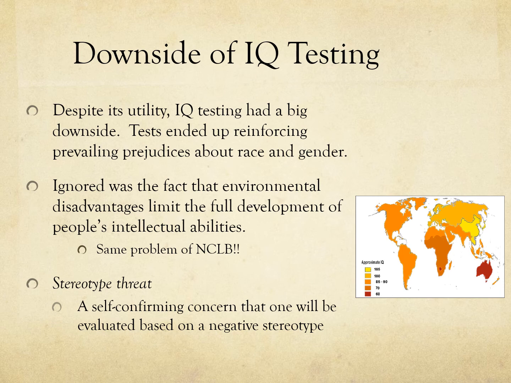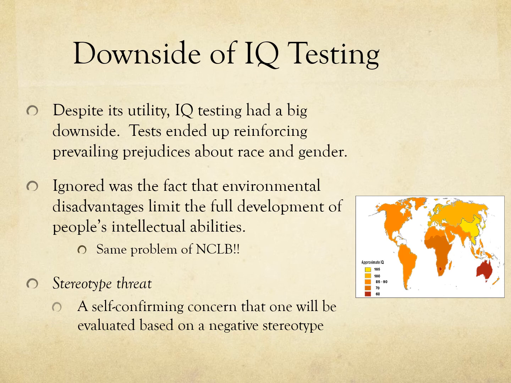Stereotype threat is a self-confirming concern that one will be evaluated based on a negative stereotype. So you see, these people are judged a certain way because they don't score as high in IQ testing. But once again, it's because maybe they weren't exposed to the same resources, or there's other things going on. If you have to worry about just surviving, where's the next meal going to come from, you're not going to care about how well you're doing on an IQ test. And so those are the things that IQ testing doesn't think of.